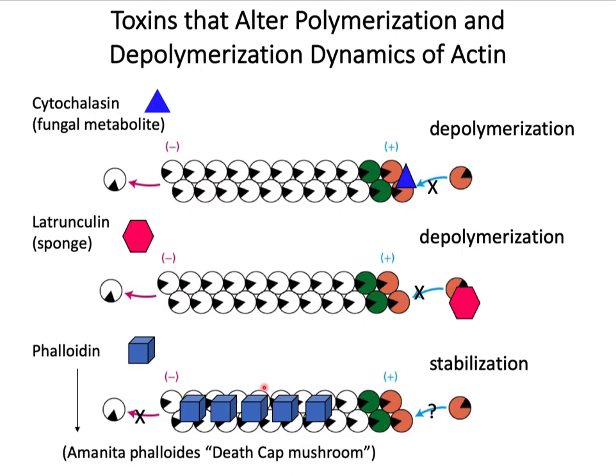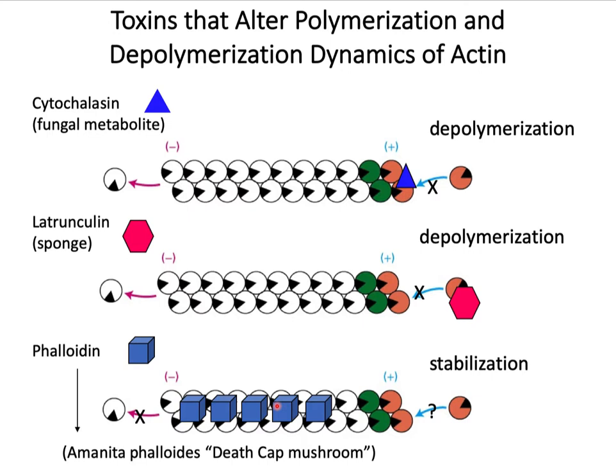So how does this phalloidin work? It doesn't depolymerize the actin. What phalloidin does is that it stabilizes the actin in the cell. So remember that I told you that the cytoskeleton is very dynamic. This is true for actin. Actin filaments are constantly growing and shrinking in the cells, which is necessary for the cells to survive.